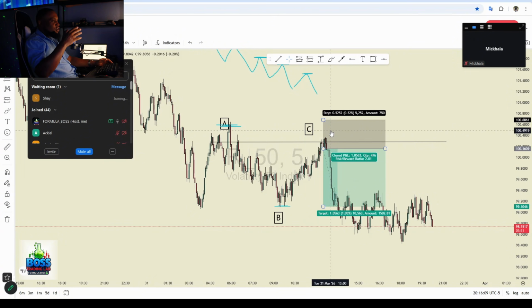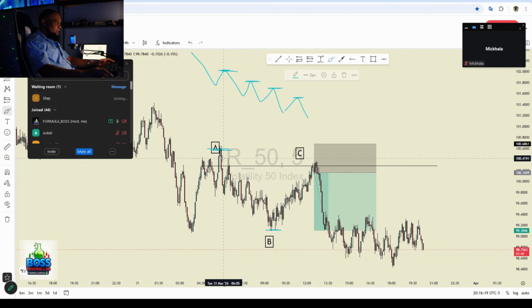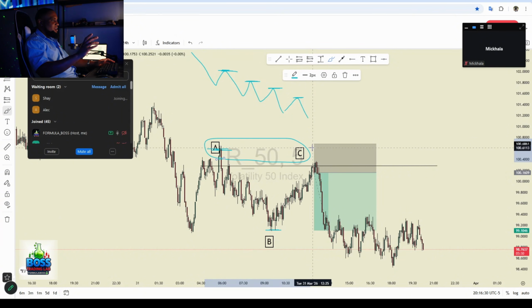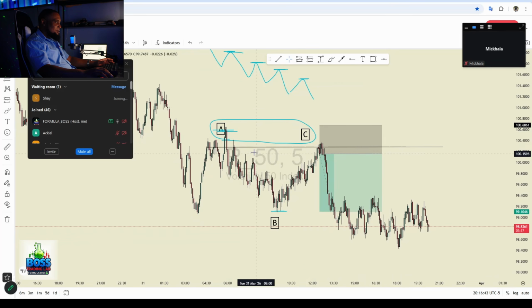Remember, the trick to the ABC pattern is not just the ABC on the surface. The main trick is that point A must be close to point C. Whenever you have point A and point C this close, you have a powerful trade. That is the main criteria of ABC trading: point A and point C being close or at the same level. If you realize, point A and point C respect the same level of resistance in this area.